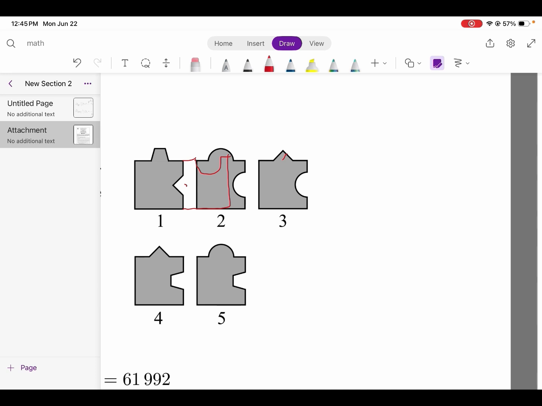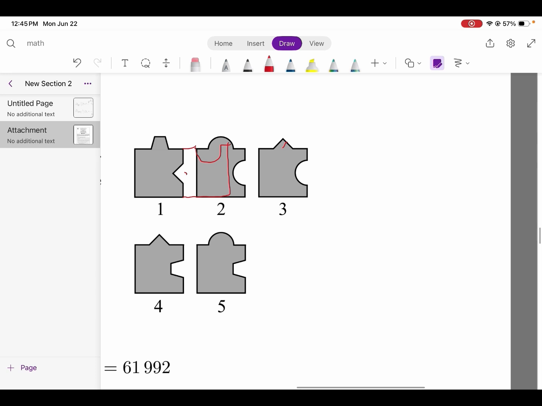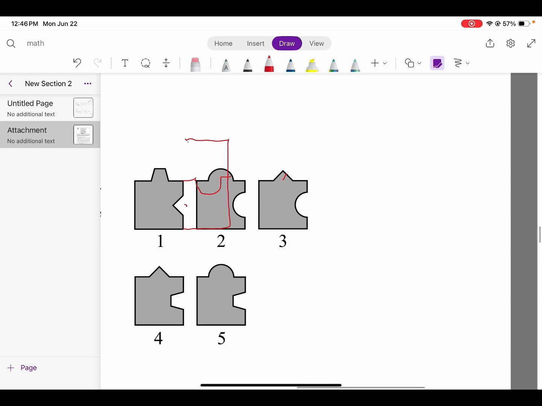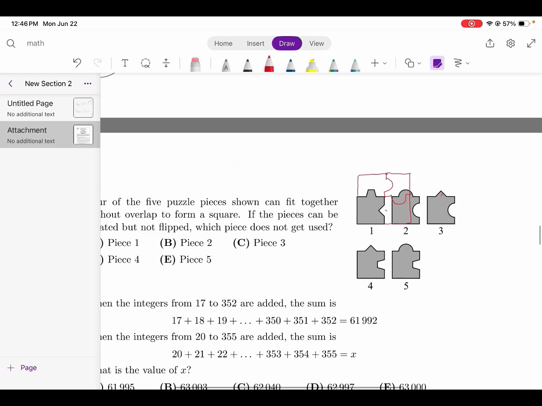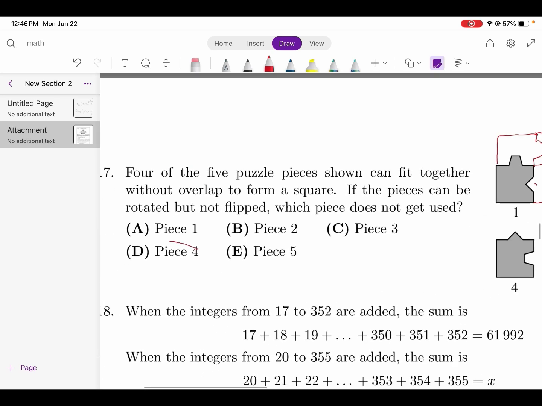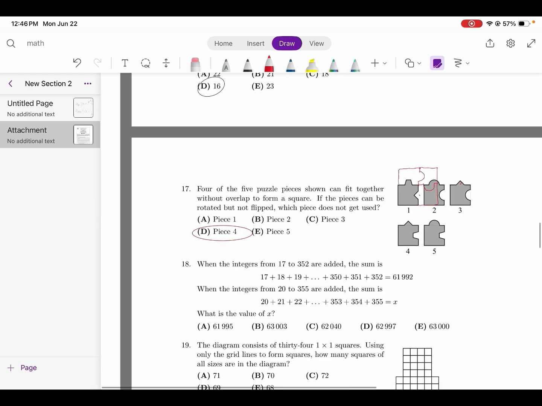And so if we first try 2, then we see that there's that, and then there's another oval shape, right? So then we would need a shape with an oval curving out, and then a trapezoid curving in. And we see that 5 has that. So if you flip 5, then you are able to fill in the square. Let's just fill it out. And so that would be 1, 3, 2, and 5 in that order. And 4 does not get used. So the answer is piece 4.